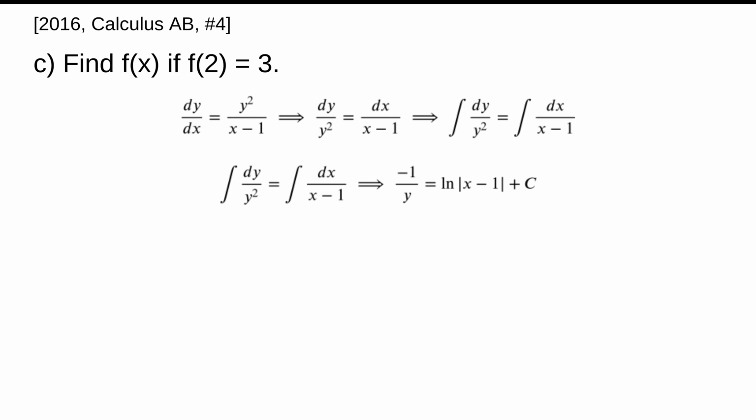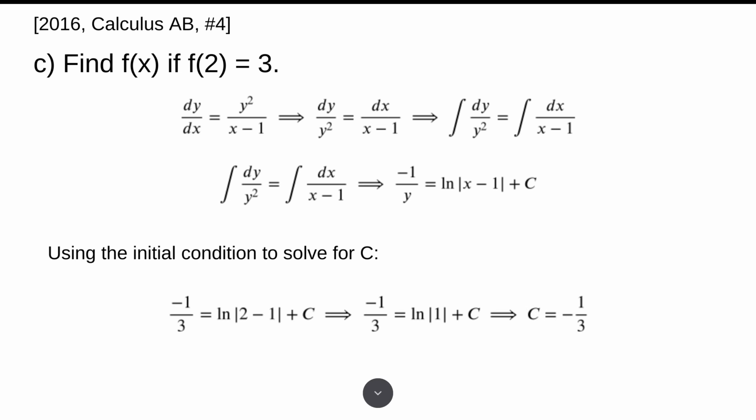Then we're going to use the initial condition f(2) equals 3 to solve for a specific value of c. So I'm just going to replace x with 2 and y with 3, so I get negative 1/3 equals the natural log of the absolute value of (2 minus 1) plus c. 2 minus 1 is 1, natural log of 1 is 0. So we get that c is just negative 1/3.